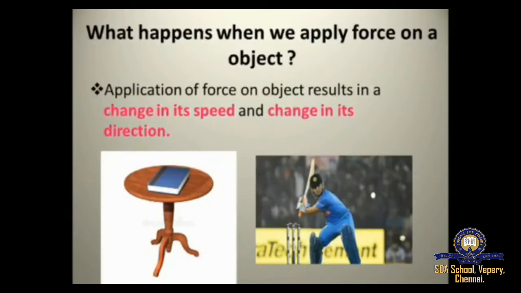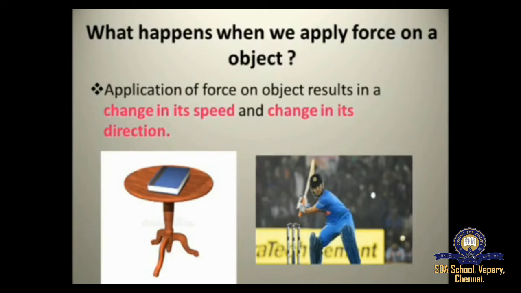Okay, next we'll move on to what happens when we apply force on an object. For example, when you push a book on the table, the book moves. So the application of force on an object results in motion from a state of rest. Unless you push it, the book doesn't move, right? It remains in the state of rest.